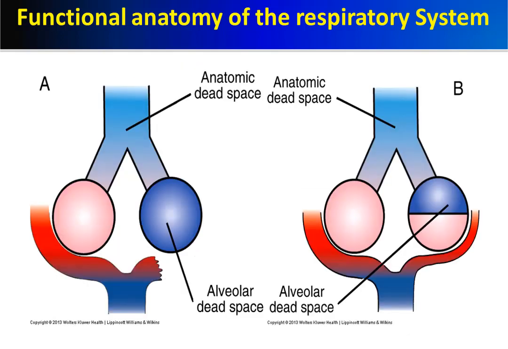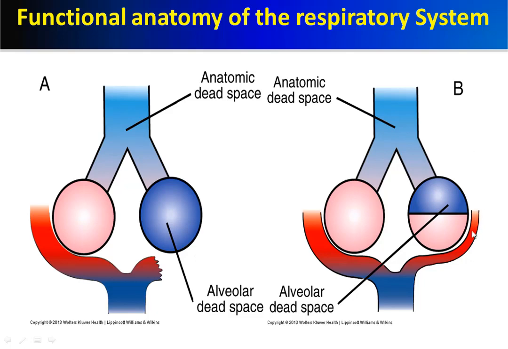So now this is the conducting zone. This is the air which we have inside the conducting zone where we do not have alveoli. So this constitutes the anatomical or the anatomic dead space. Now these alveoli are okay, they are well perfused, they receive adequate blood flow, but look at this alveolus. This alveolus is not receiving adequate blood flow.